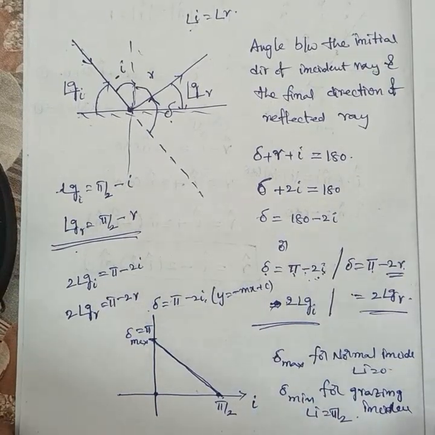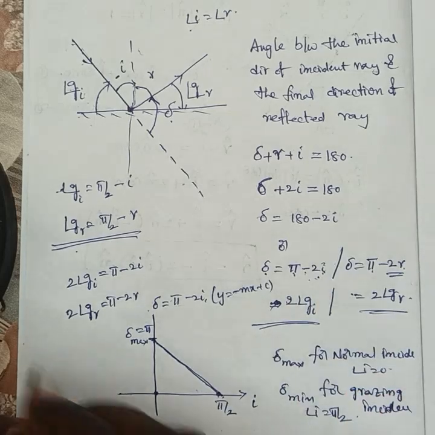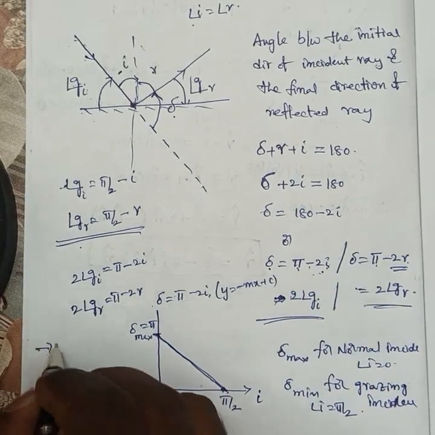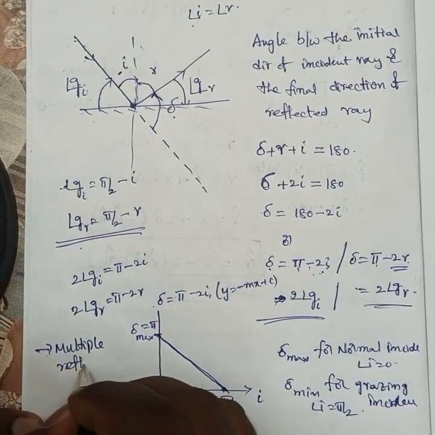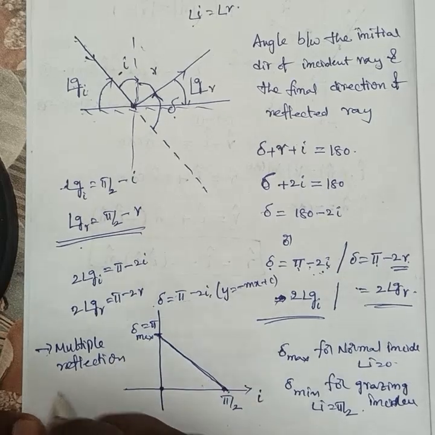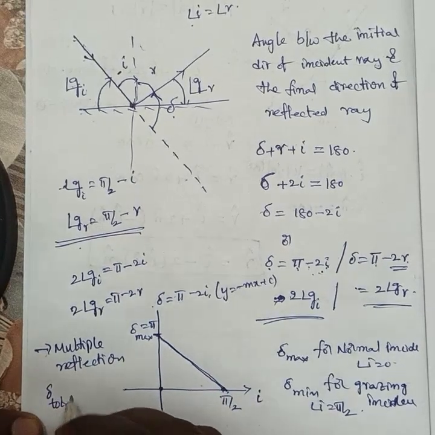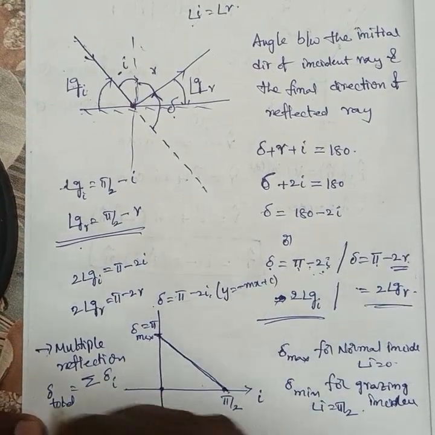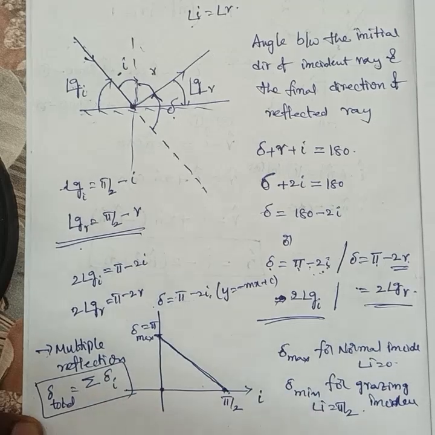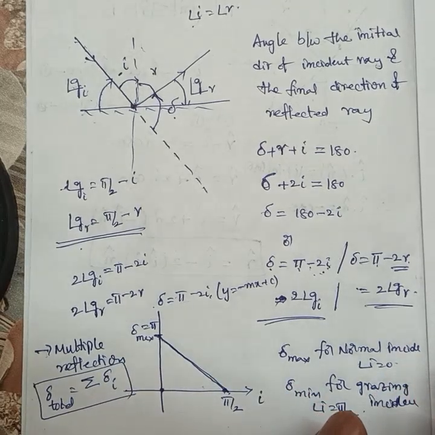In case of multiple reflections, the total deviation is the algebraic sum of individual deviations. Like this, we need to understand the deviation concept with the help of diagrams.